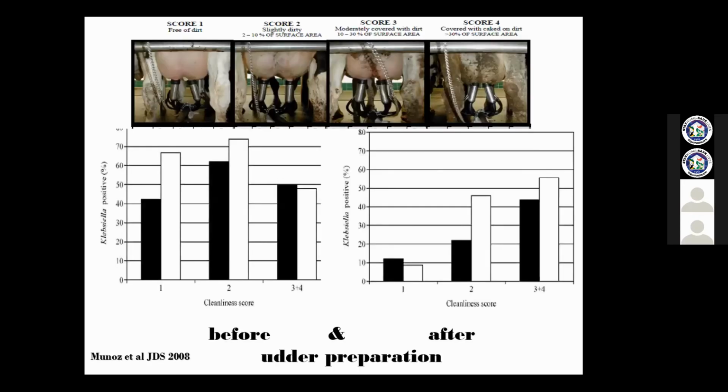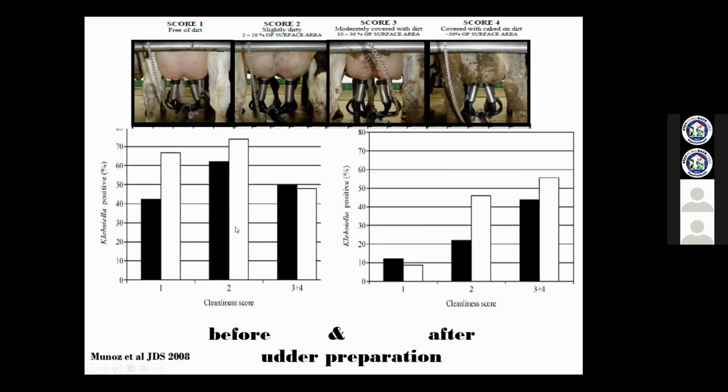This is just a case study I got from one of our colleagues in Wisconsin, or Cornell University at the moment, using the udder hygiene score. You can see there at the top, the 1 and 2 is the score 1 and 2. They are below 30% of the area dirty, and the score of 3 and 4 is more than 30%.